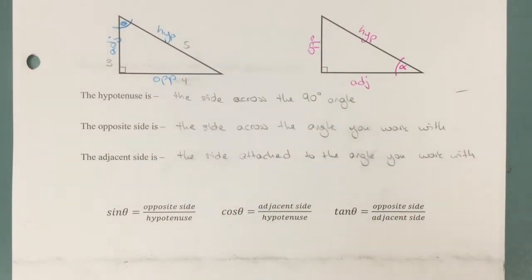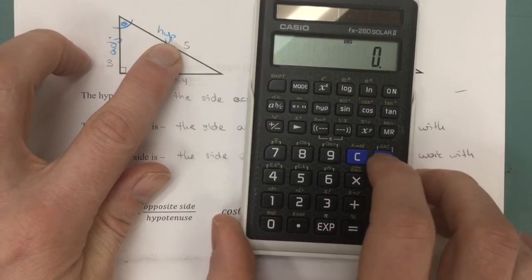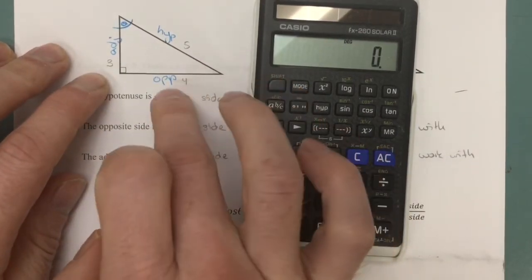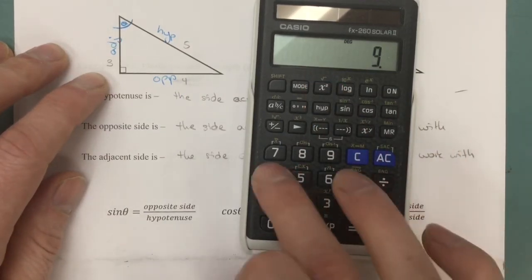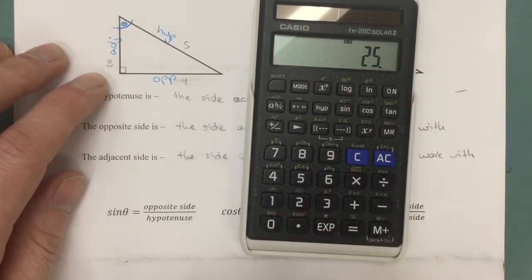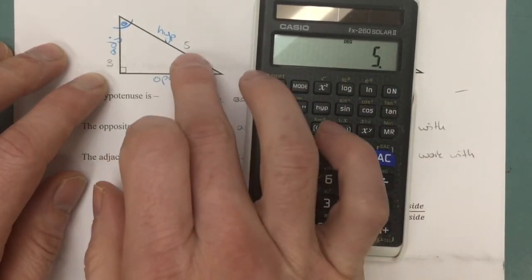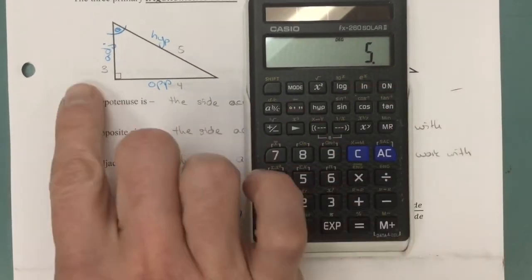By the way, to actually get the hypotenuse, I would have to use the Pythagorean theorem. And just to show you that this is an actual triangle that you can get, 3 squared plus 4 squared is equal to 25. If I take the square root of that, that gives me the hypotenuse, 5. So 3, 4, and 5.